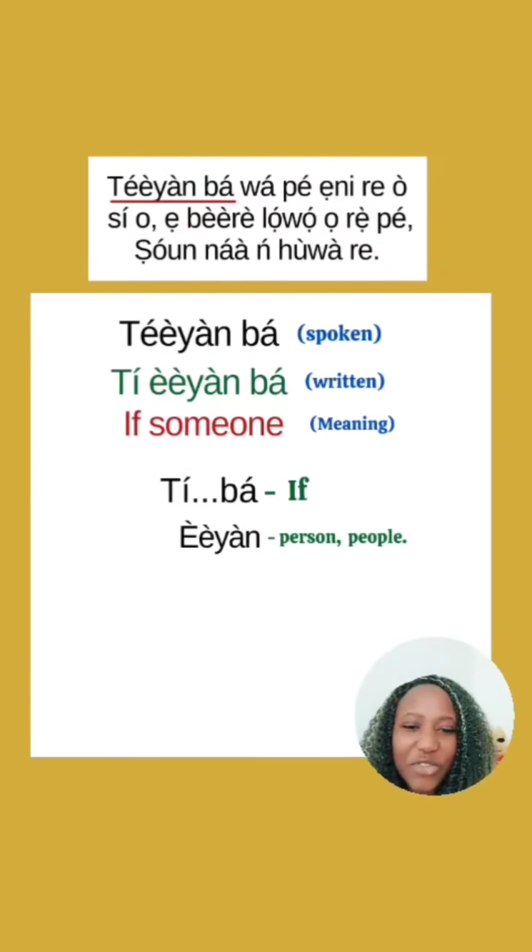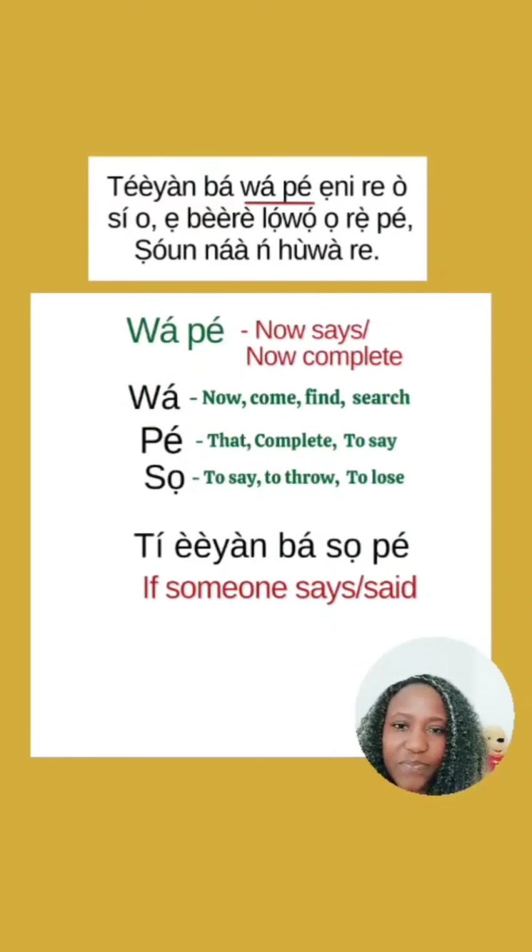All right, so I'm going to move to the next slide, which is this one. The next one we'll be looking at is this one. Wá pé, wá pé. Yes, so when you're speaking, you relax your tone. That is what it means when you're contracted. Tí èèyàn bá and téèyàn bá, like that. That's how you do it. All right, thank you very much.